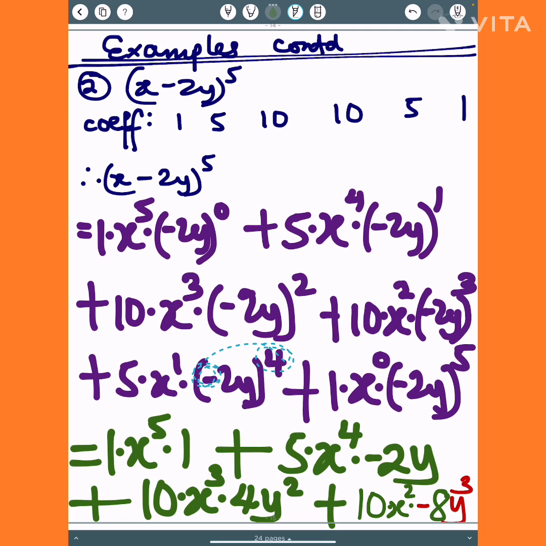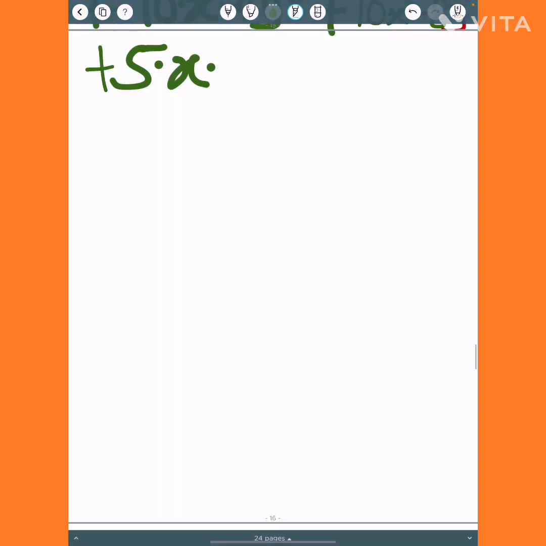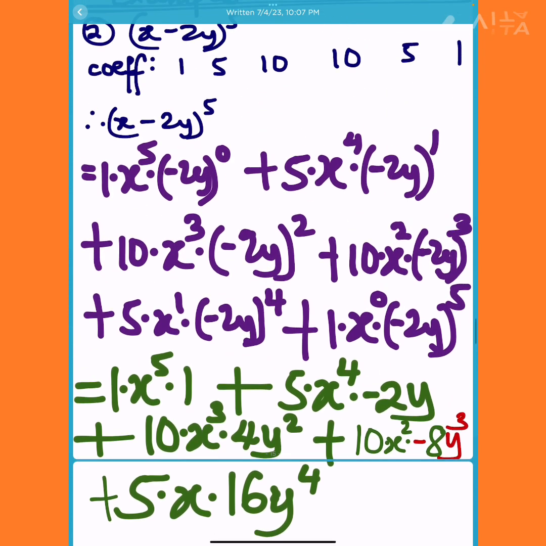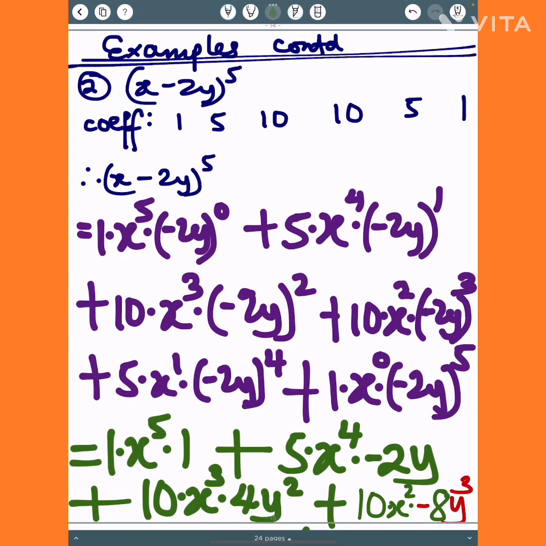Minus raised to power 4. We said even is positive, odd is negative. So minus raised to power 4 is plus. Plus will disappear. 2 raised to power 4 will give me 16. Y raised to power 4 will give me y^4. So that's 5 times x times 16 y raised to power 4. That's my fifth term. So now I'll go to the sixth term, which is the last term here.